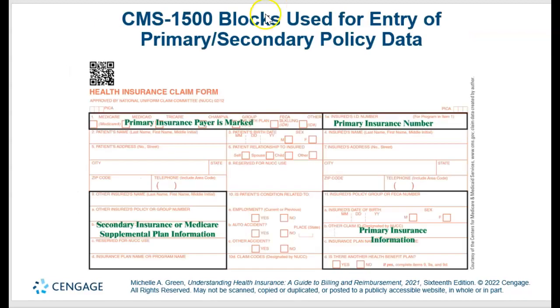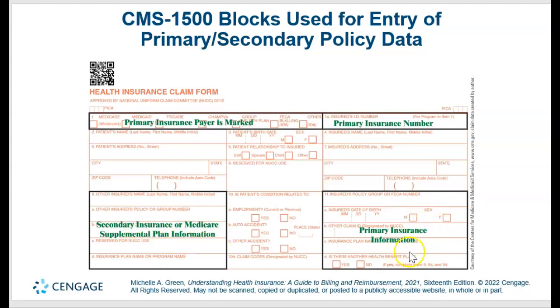Okay, so these are different blocks in this form. Primary insurance payer is marked, so Medicare, Medicaid, TRICARE, what is the insurance? Then you put the insurance number down, primary insurance number. Second, if there is a secondary insurance. Not everybody has secondary insurance. Really, you don't see that too often. Double covered, you're going to see it more with Medicare, and then they have a supplemental plan.